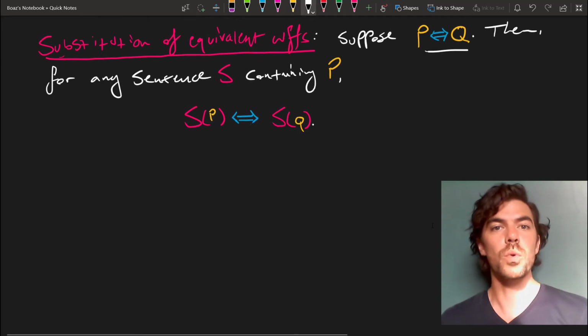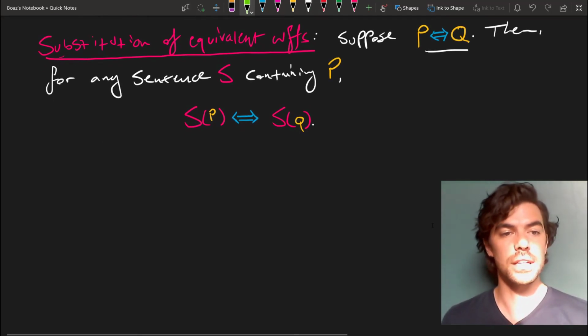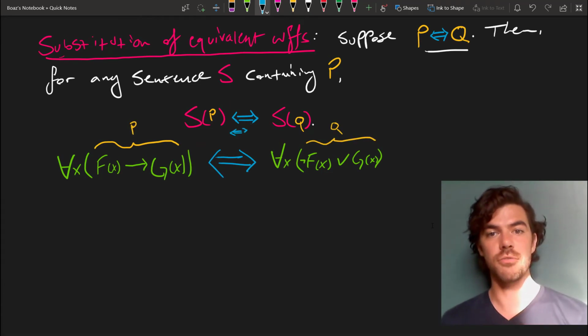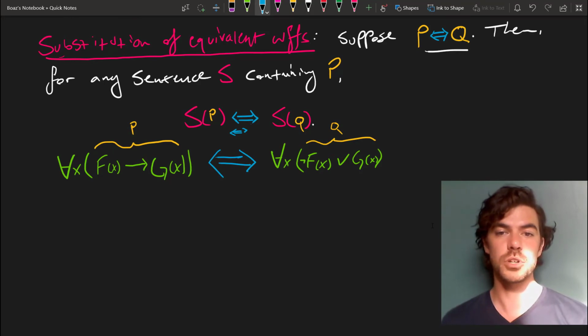Recall that we turned out a bunch of equivalences like the following. Because these two subformulas are equivalent, like P and Q, the substitution of one for the other renders a sentence which is true under the exact same conditions. And so we can turn out as many of these as we please using the same principle.